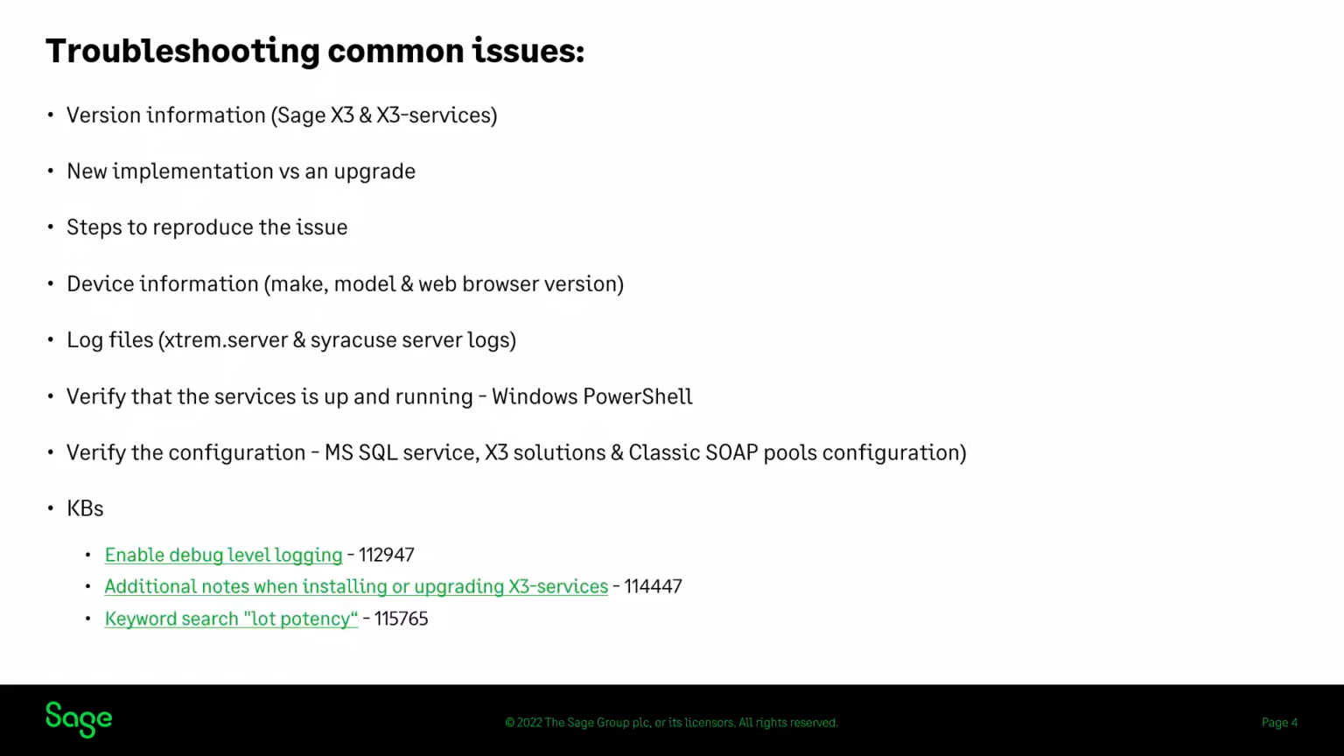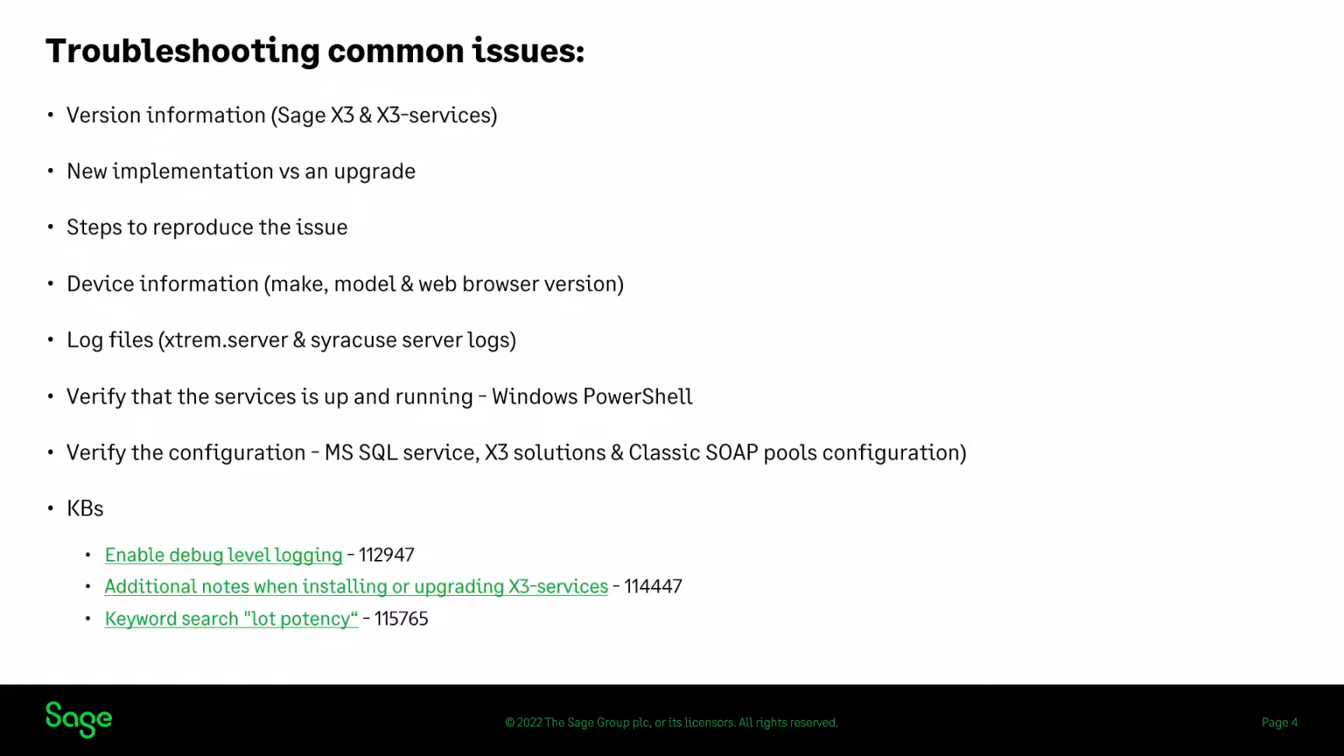Sometimes the issue does not occur on the web browser URL, only on the handheld URL, on the handheld device. In that case, we would like to know the make and model of the device, plus the web browser version that you are running on that device. We also would like to have the log files, the Extreme server log files and the Syracuse server log files.